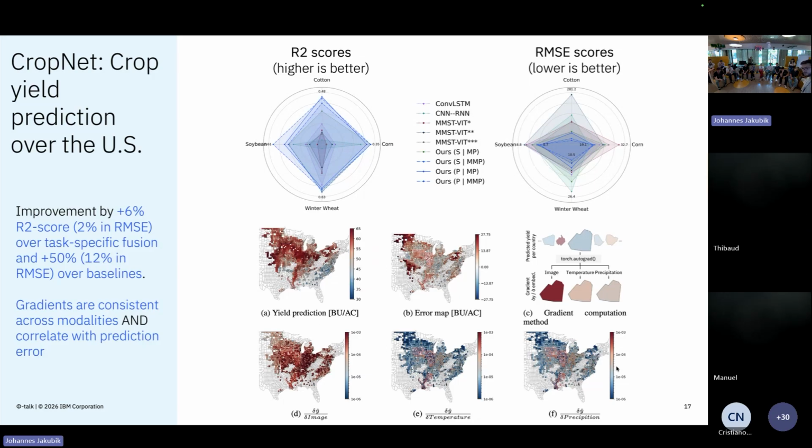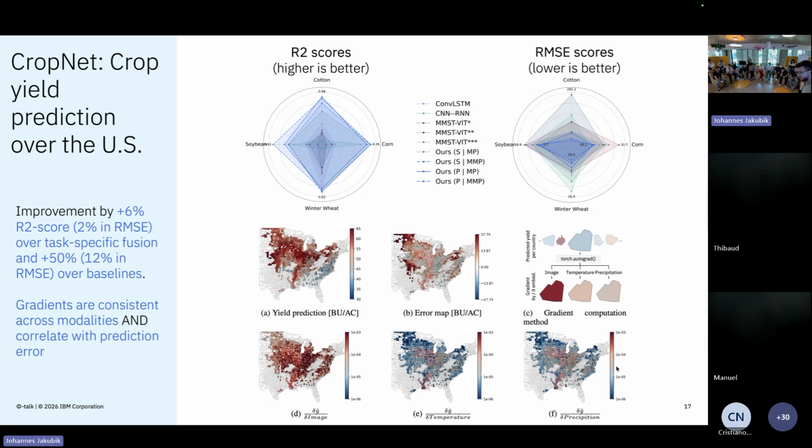I think the more exciting part is the gradient analysis, where we really just looked into what happens if you use the fine-tuned model on this task and you do one forward pass, then you get your gradients, and your gradients are kind of a measurement of sensitivity in some sense. So they kind of tell you how much the model output changes when you have a fluctuation in the input. And what you see here is the yield prediction, and especially the error. We want to look at the error.